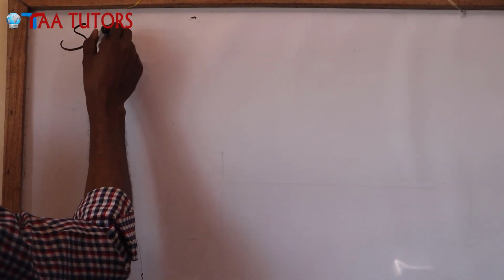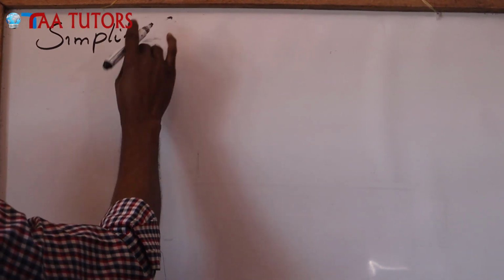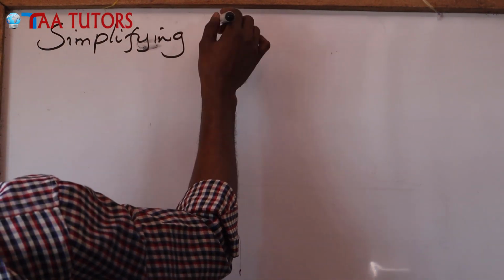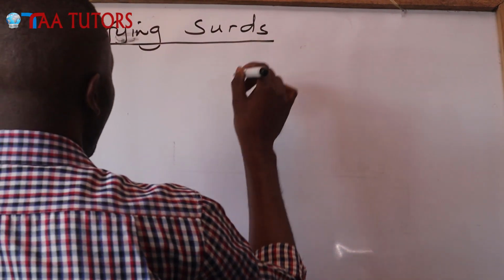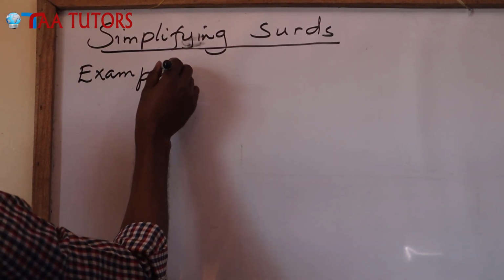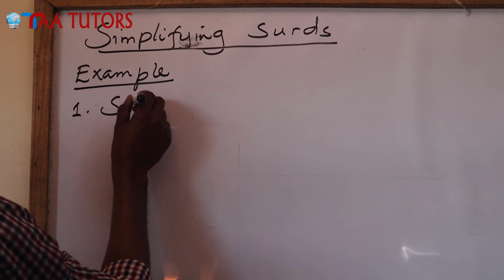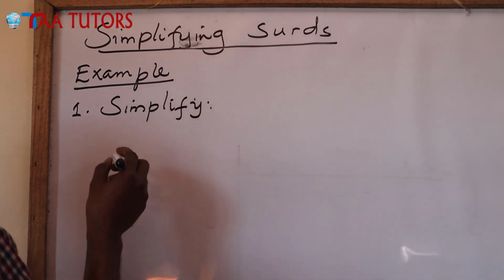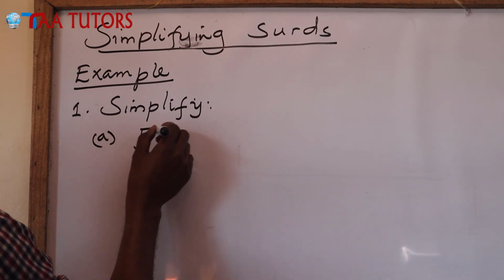So simplification. And when you are going to simplify surds, those 2 rules we have talked about must be used. So simplifying surds. Let's see how to simplify surds, and let me give an example. Our example 1 is just simplify. So what do we simplify? Let us say simplify a surd 12.